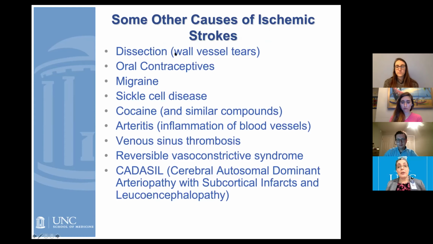conditions called dissections. This is where the blood vessel wall tears and then a clot forms and either moves northward to cause a blockage, or sometimes the vessel wall itself forms a big bruise inside the vessel wall and that blocks off blood flow. That can happen in people who have certain genetic predispositions to weakness in the connective tissue. Oral contraceptives are associated with an increased risk for stroke, and it depends on the dose and the type.